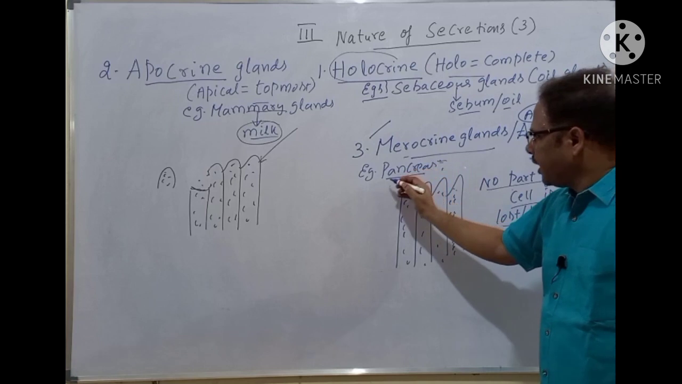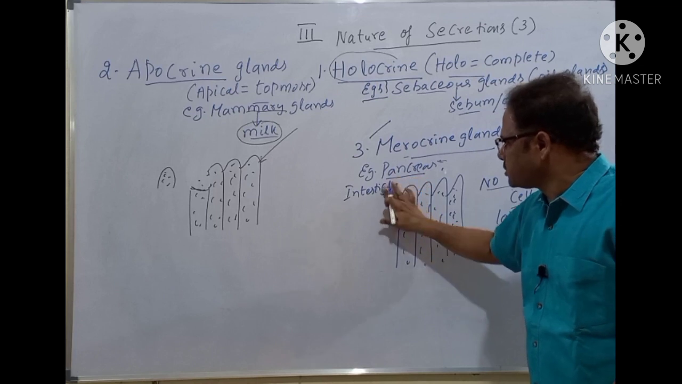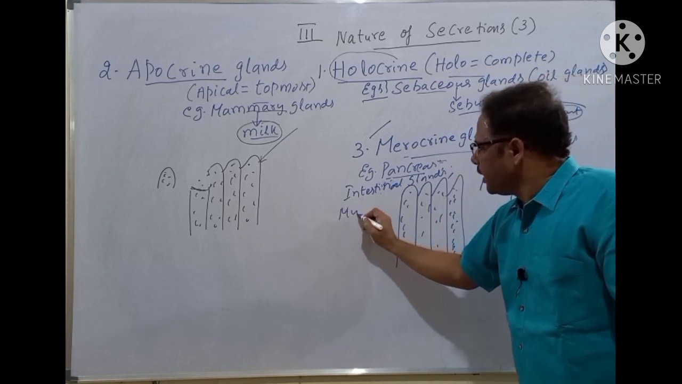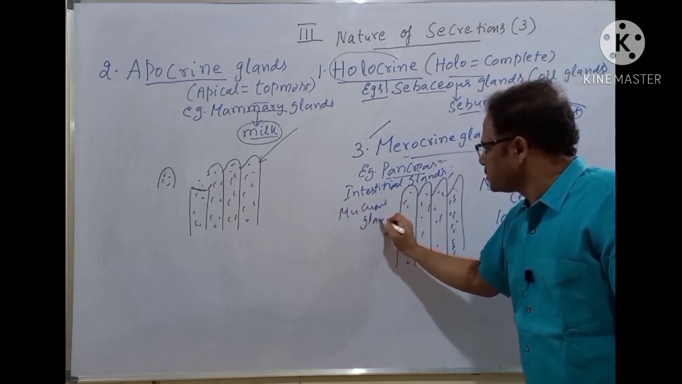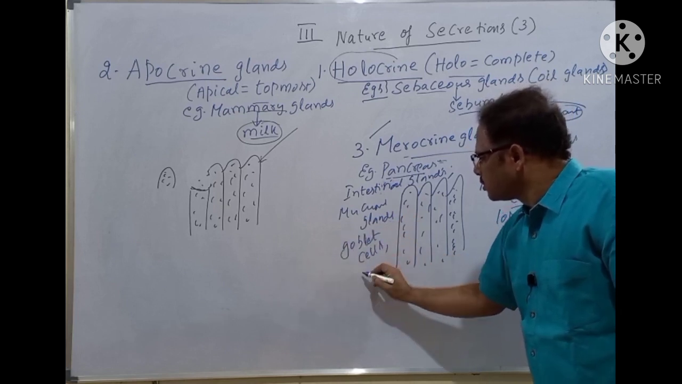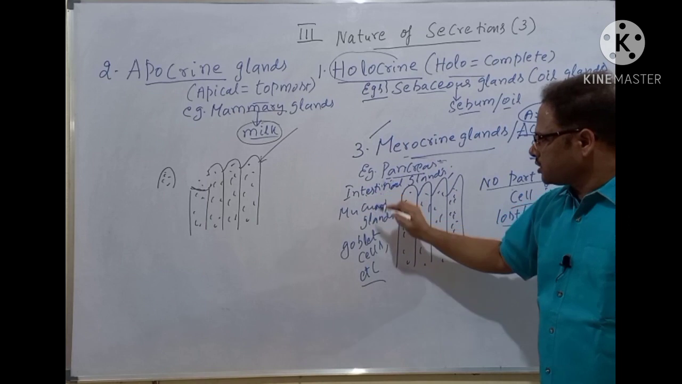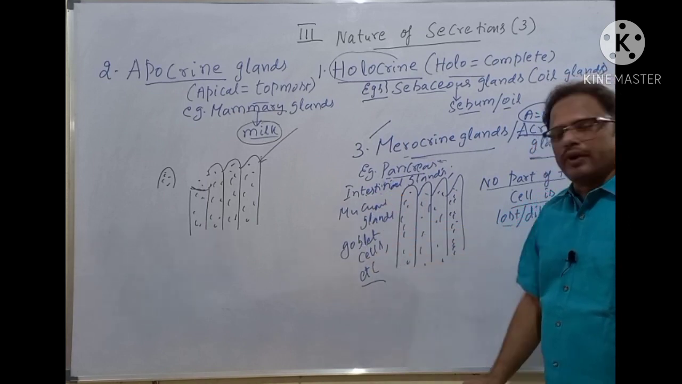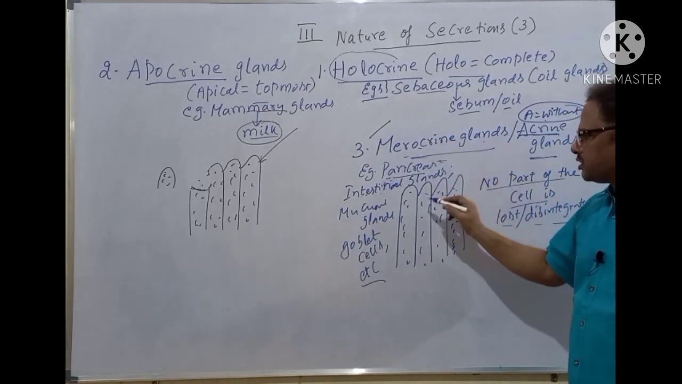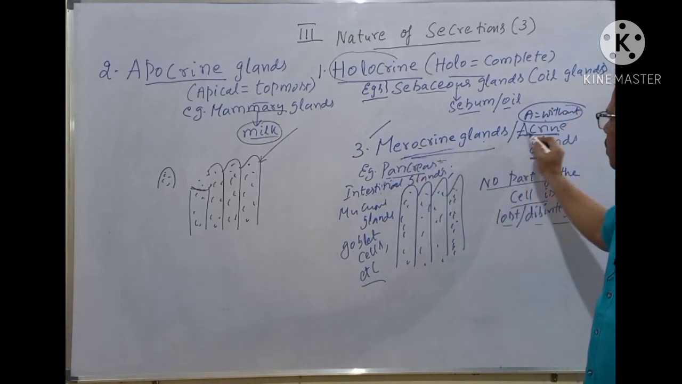Examples are pancreas, intestinal glands, mucous glands, goblet cells, etc. are the examples of the merocrine glands. Pancreas, intestinal glands, mucous glands, goblet cells, sweat glands, salivary glands, all these are examples of the merocrine gland, during the secretion of which various respective secretions, no part of the cell is lost. That's why it's called merocrine or eccrine.